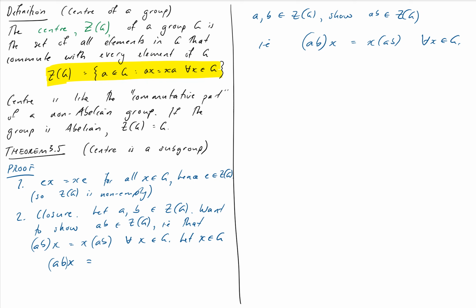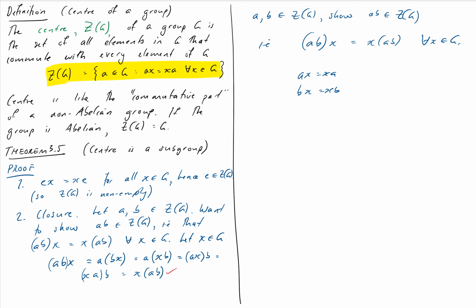Now, A, B are in the center, so that means that AX equals XA for this particular X, and BX equals XB also. So I can take A, BX and make it into A, BX like that. And because B is in the center, that's equal to A, XB. Associativity means I got AX times B, which in turn equals XA times B, which equals X times AB, which is exactly what we want.